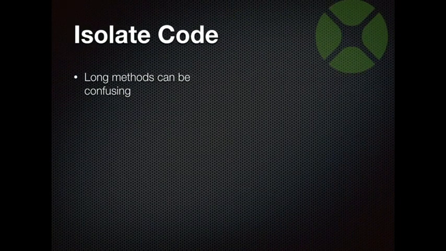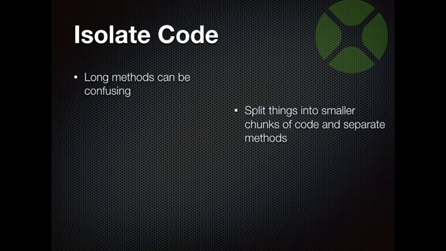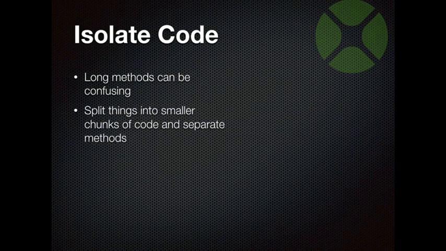So isolate code. This is a bit about longer methods. Long methods can be confusing. You have to do a lot of scrolling. I don't particularly like that. You can use code folding to help with that, so you can hide chunks of things so they're not visible, but my take is, if you're using that a lot, maybe you should consider splitting that out into another method. So you can split your code into smaller chunks in separate methods.